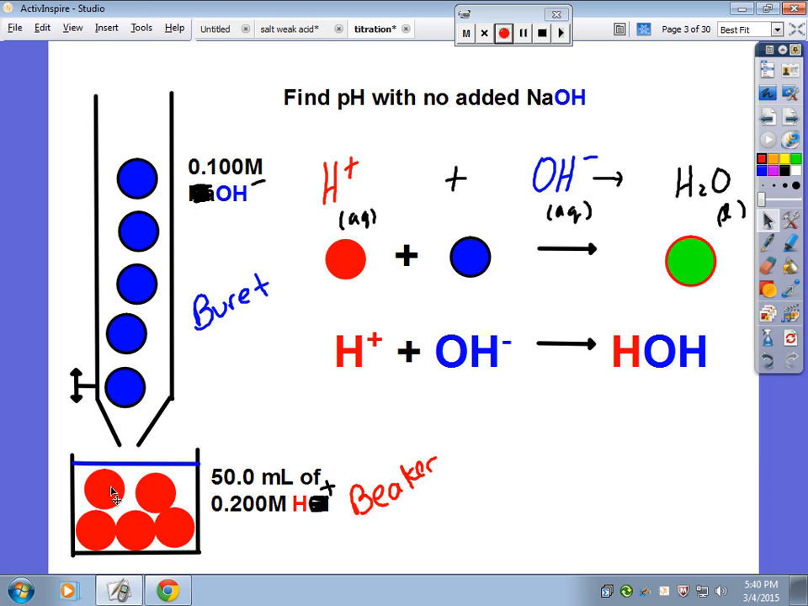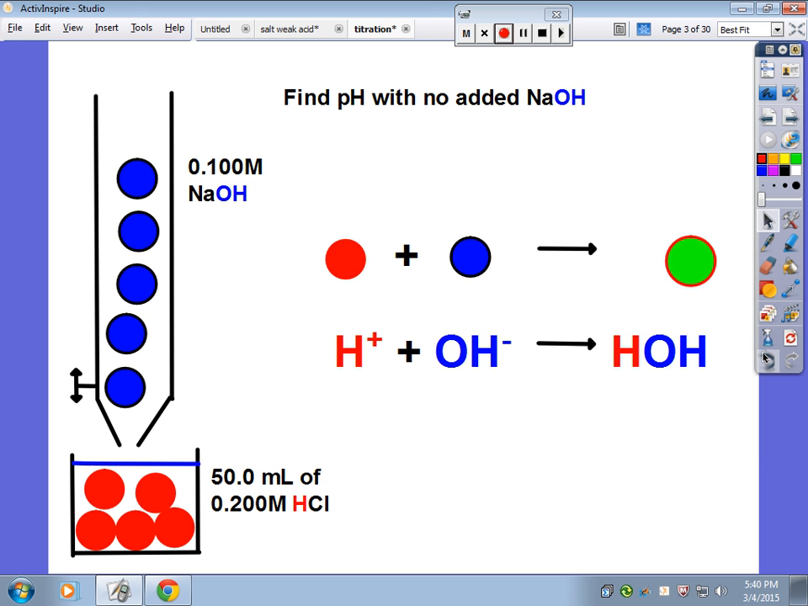All right, now, let's go ahead and do this. First, I'm going to find the pH with no added sodium hydroxide. What is my equation for pH? My equation for pH is pH is equal to the negative log of my hydrogen ion concentration. And right here it says I'm not going to add any NaOH. I'm just going to look at this container here and look at just my hydrogen ions that are floating around in this container.